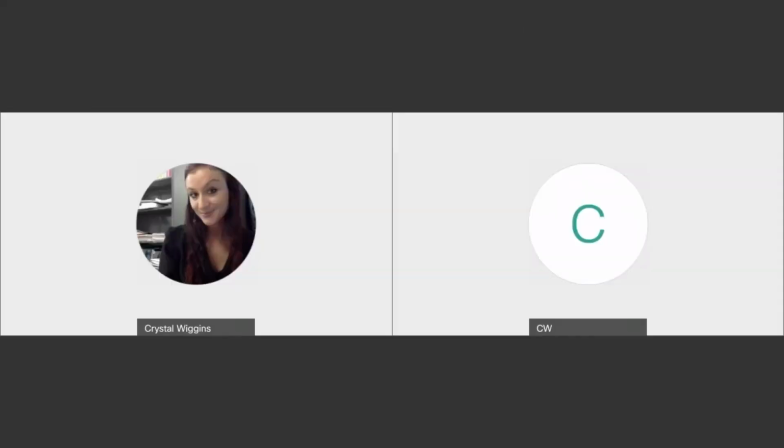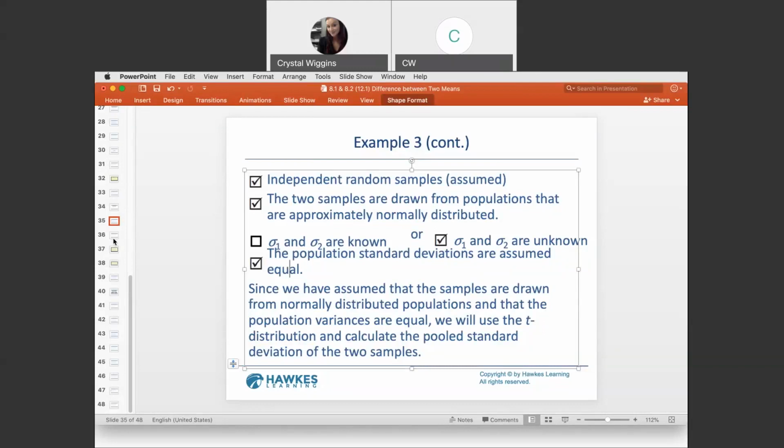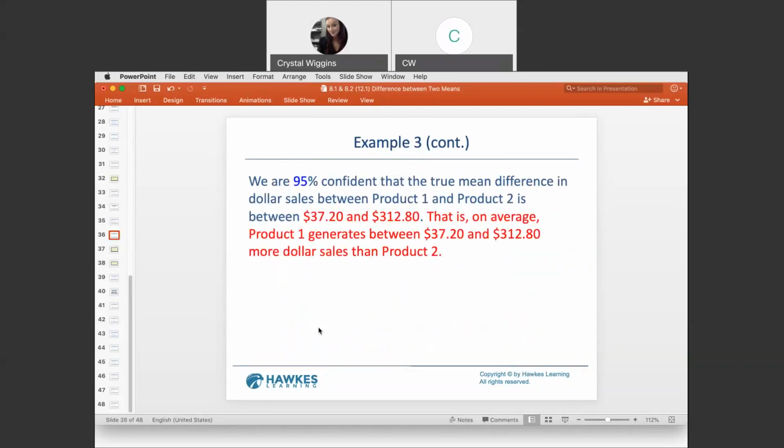Back to the PowerPoint. So we are 95% confident that the true mean difference in dollar sales between product one and product two is between $37.20 and $312.80. That is, on average, product one generates between $37.20 and $312.80 more dollars in sales than product two.